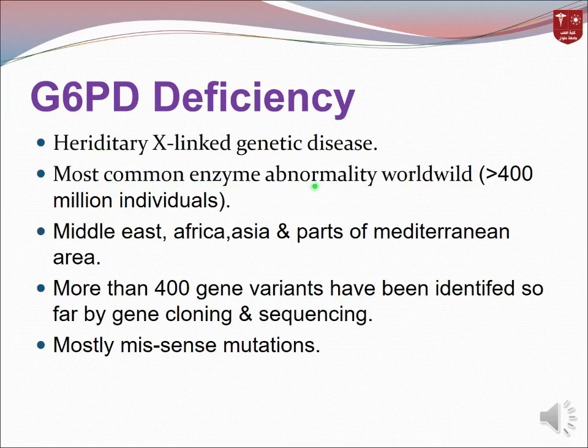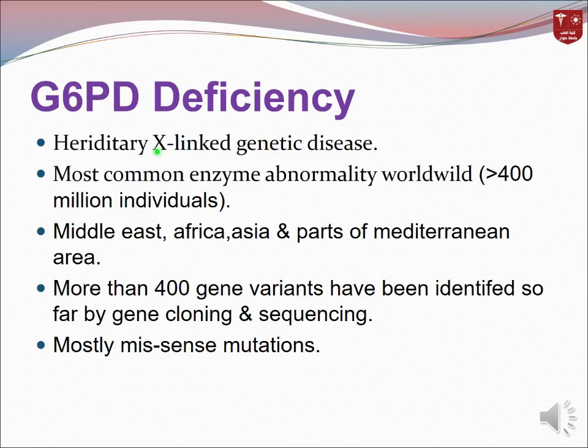More than 400 million individuals are affected by this genetic disorder. It's hereditary, which means that it can be inherited from any of the parents. It's X-linked, meaning that this gene is present on the X chromosome. It's more common in males than females because a male has only one X chromosome while the female has two X chromosomes. So since this gene is present on the X chromosome, males are more liable to get this disease and to be manifested by this disorder.